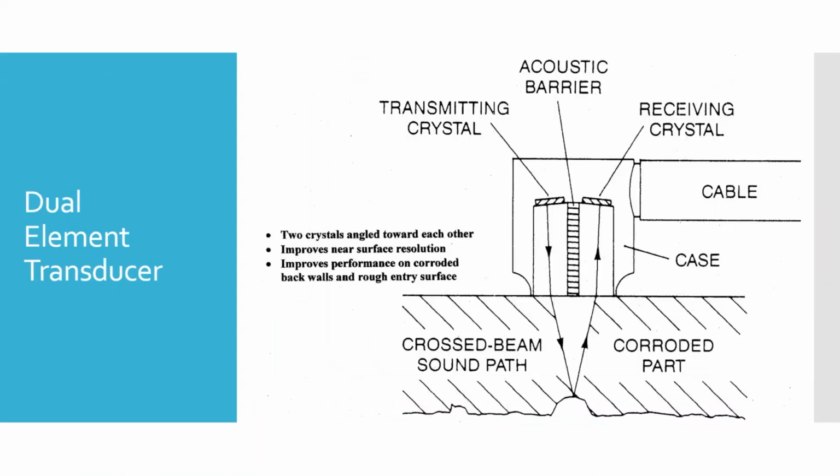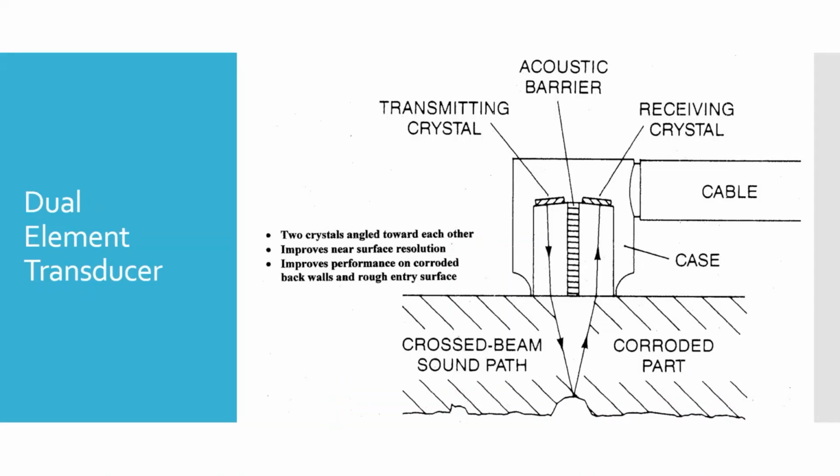Dual element transducers look a lot like a standard reflection transducer, but in this case, we've got two separate crystals in there, a transmit and a receive. And you can see the sound is sent in such a way that it refracts and reflects back, so that it comes from one transducer and returns to the other side. And they're slightly angled towards each other.